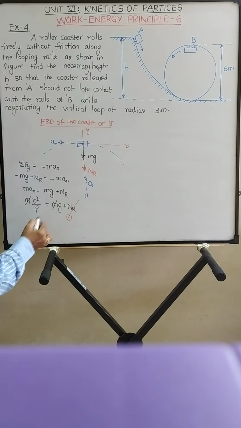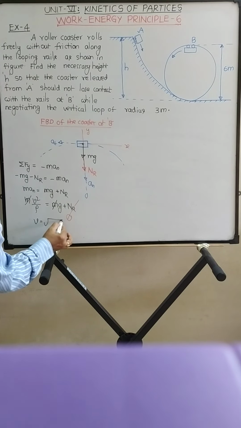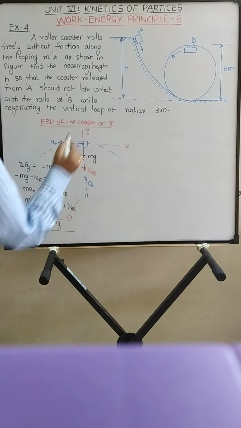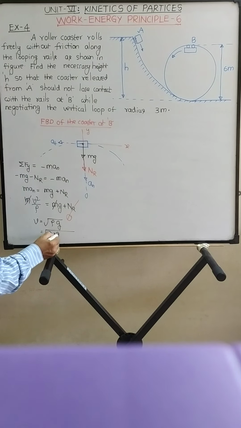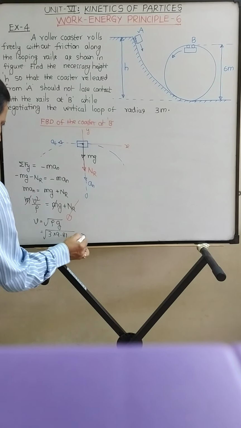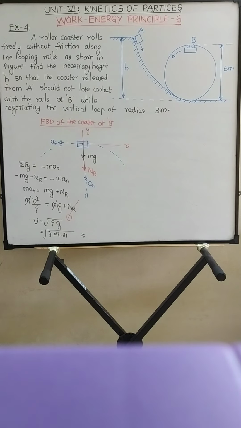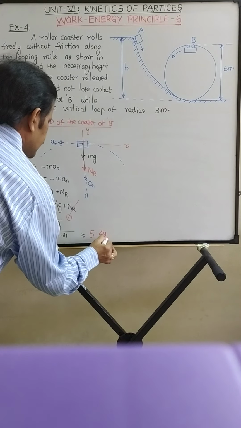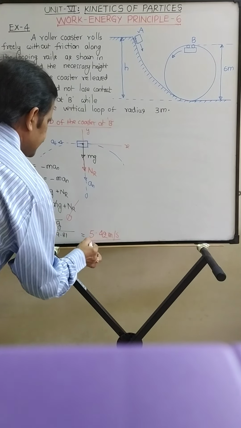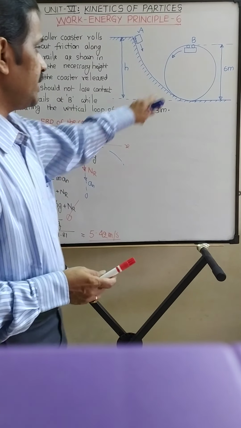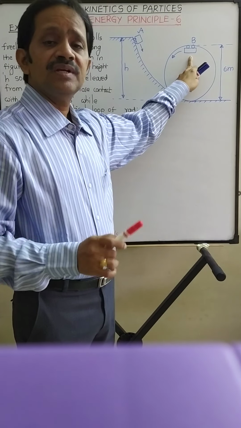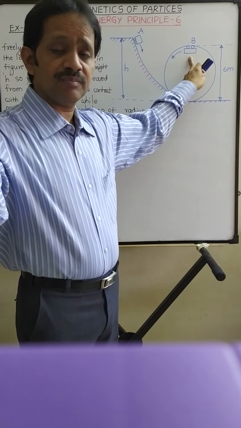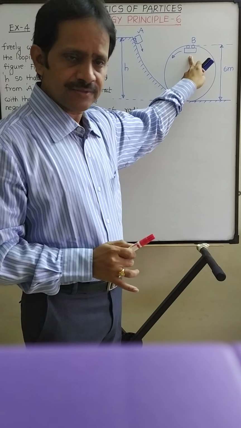So you have v is equal to square root of rho into g. That is square root of rho, given as 3 meters, radius of curvature, into 9.81. So the minimum speed required is 5.42 meters per second. So when the coaster is maintaining 5.42 meters per second at B, then it can negotiate the curve, right? It will not lose contact, but about to lose contact, but it is not losing contact with it, right?